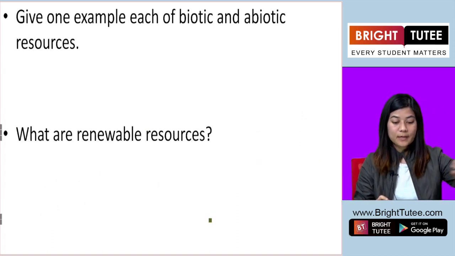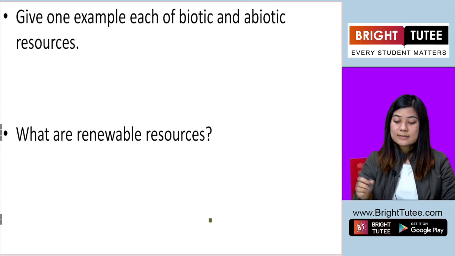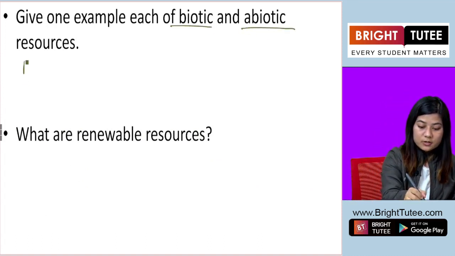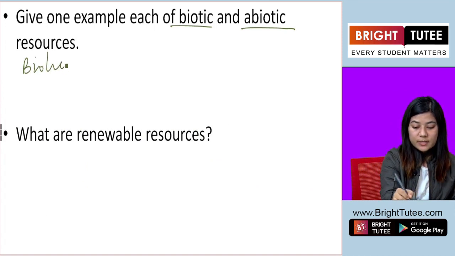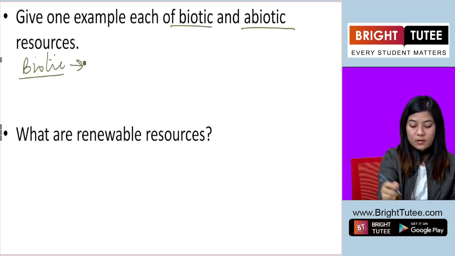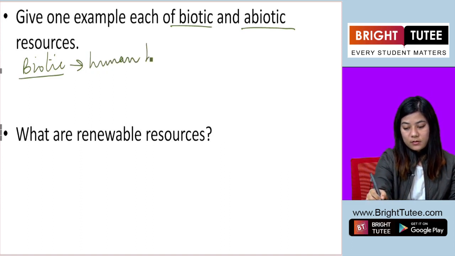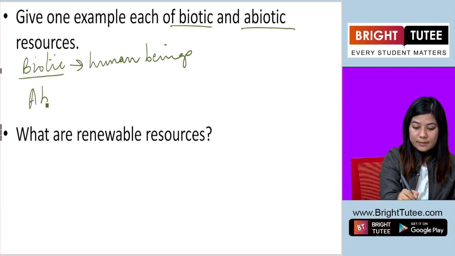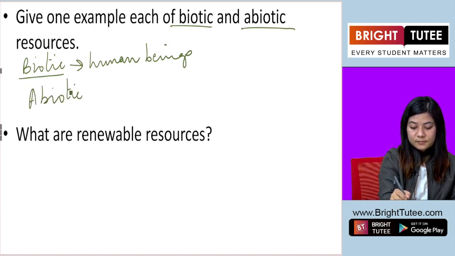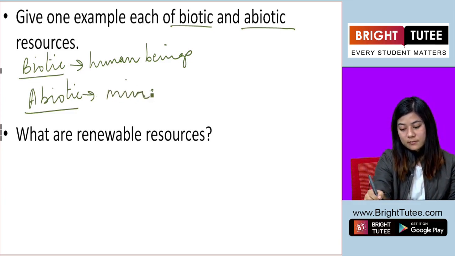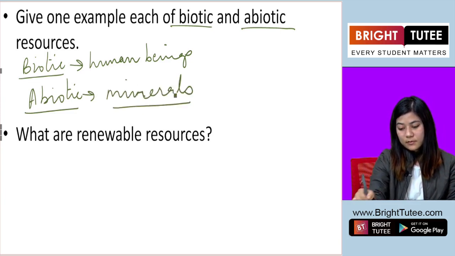Okay, next, give one example each of biotic and abiotic resource. So for biotic, we can say human beings. And for abiotic, we can say minerals. All right.